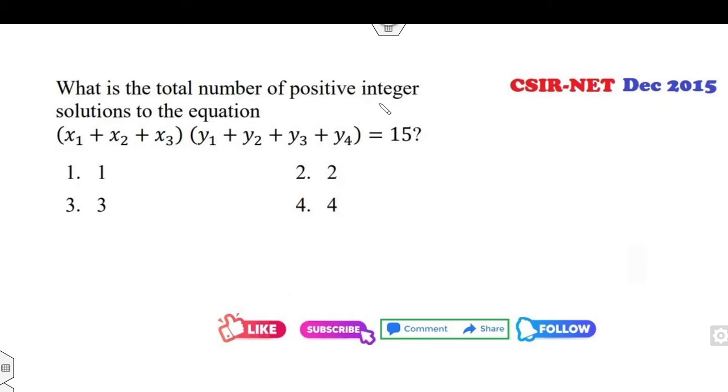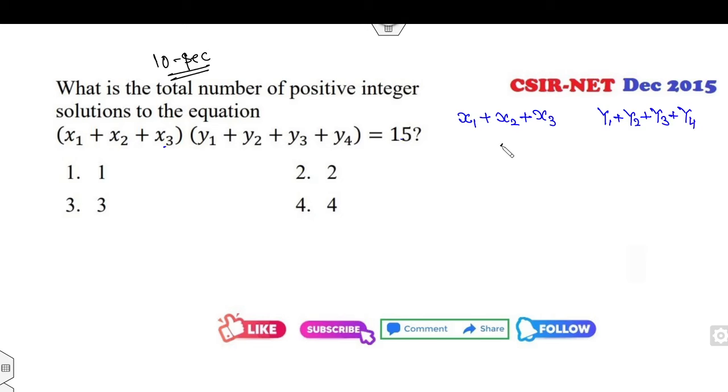Okay, the total number of the positive integer solutions which will satisfy this case. Again, very simple. Can you solve this with the help of 10 seconds? Yes, you can. What will be the possible choices? You can see either this is my x1 plus x2 plus x3. This will be y1 plus y2 plus y3 plus y4. The product of them will be 15.